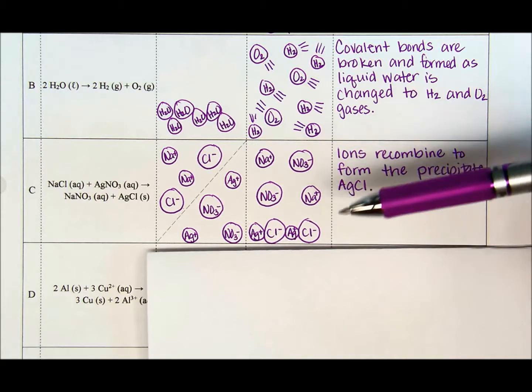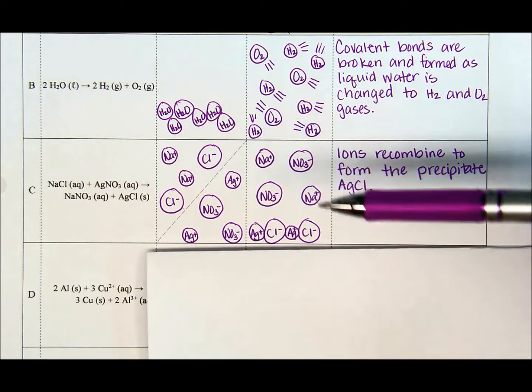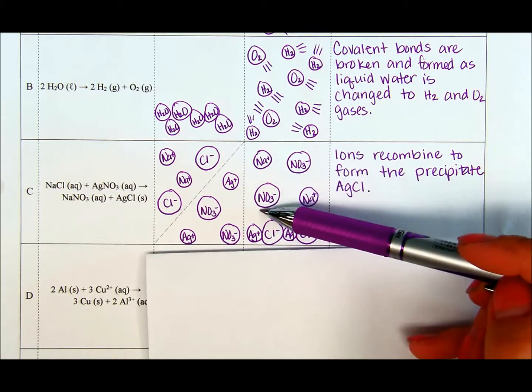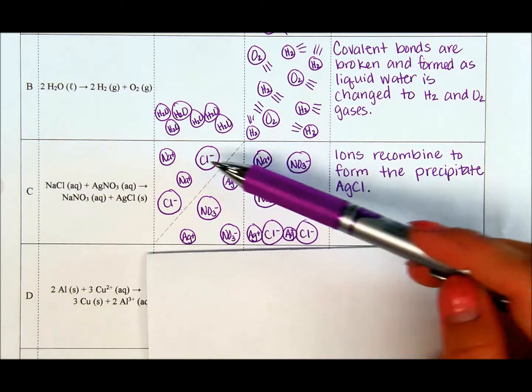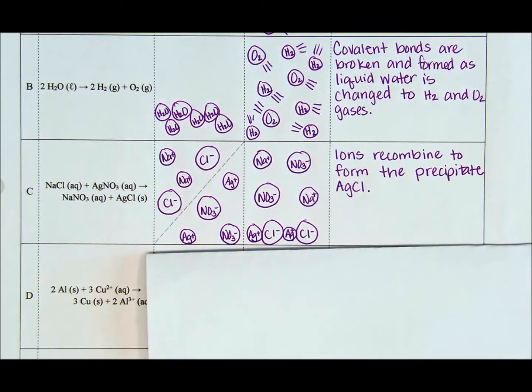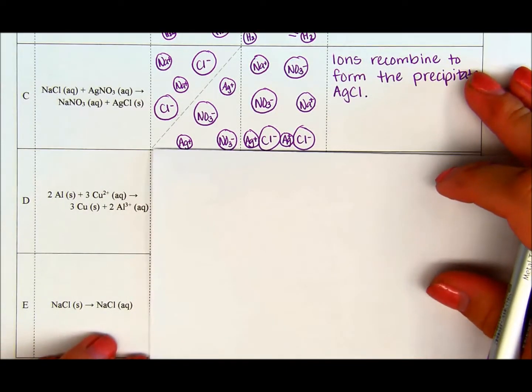In this one, you can see where the net ionic reaction comes from. You would cancel out these sodiums and these nitrates because they still stay in solution. And really you'd have the silver and the chloride going to silver chloride. Okay, so like before, go ahead and pause and try letter D.